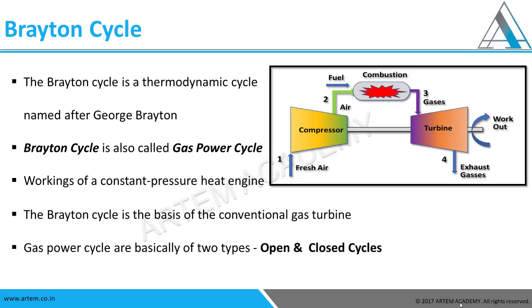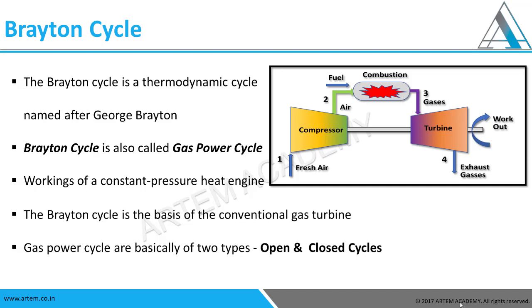Brayton cycle. This cycle is very common and is named after George Brayton. This cycle is used in the gas power plants, same as the Rankine cycle is used in the steam power plants, where the working fluid is steam and here the working fluid is gas. And basically there are two types, open and closed. The Brayton cycle is the basis of the conventional gas turbines. And this is how the normal Brayton cycle looks like. It has a compressor, a combustion chamber, a turbine, and a heat exchanger through which the heat is rejected outside.